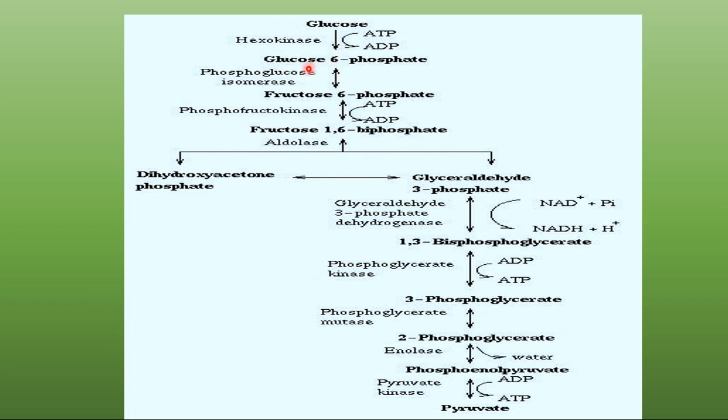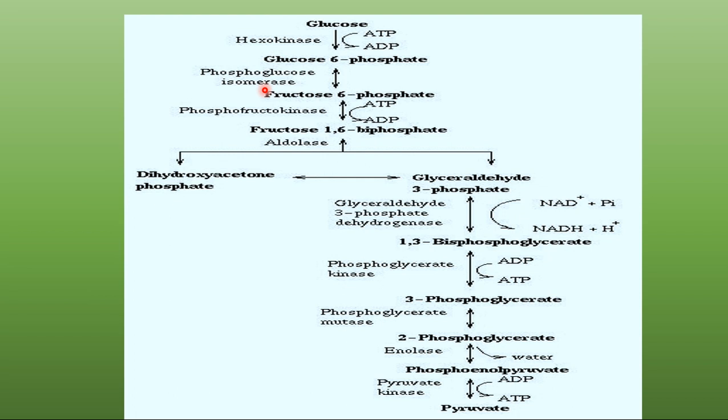Then what is the second step? The first step is phosphorylation of glucose. Then what is the second step? The second step is isomerization of glucose 6-phosphate to fructose 6-phosphate. The name itself is saying it is isomerization. So obviously the enzyme involved here is isomerase. So what is happening here?